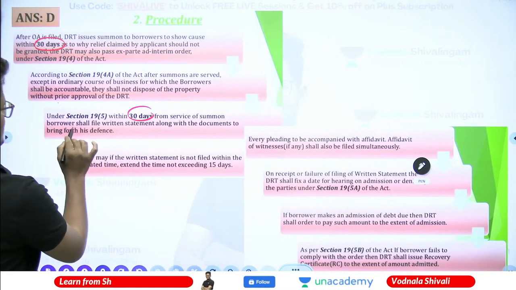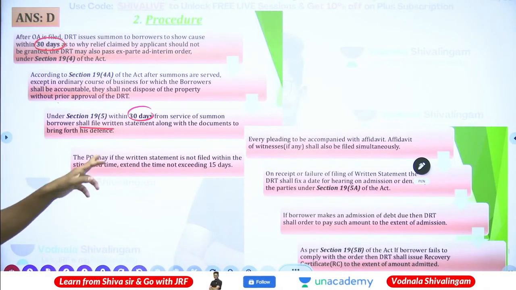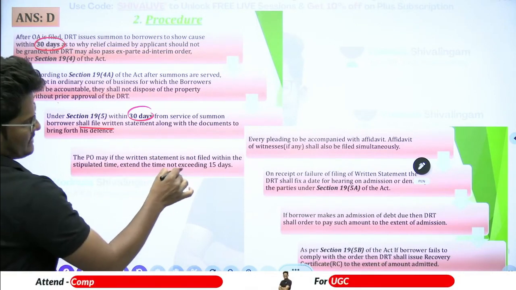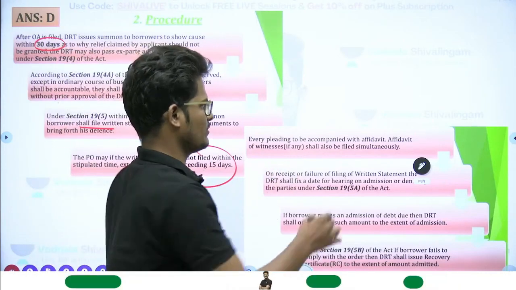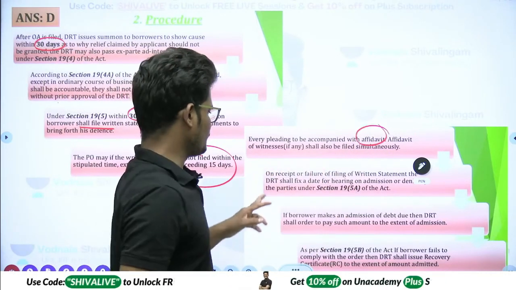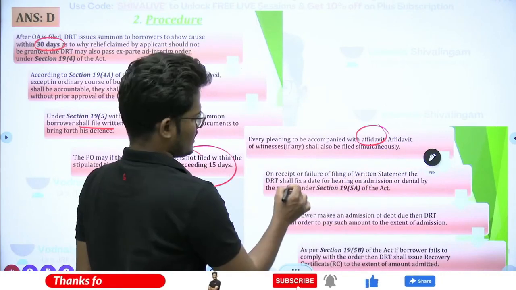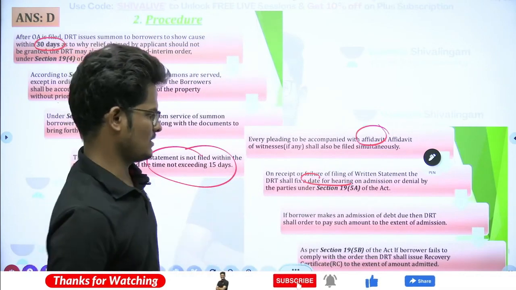Within 30 days of service of the summons, the defendant shall file a written statement. If the written statement is not filed, then the stipulated time can be extended by 15 days. Every pleading related to this is accompanied by an affidavit, like a court. On receipt or failure of a written statement, DRT shall fix a date for hearing the admission or denial of parties under Section 19.